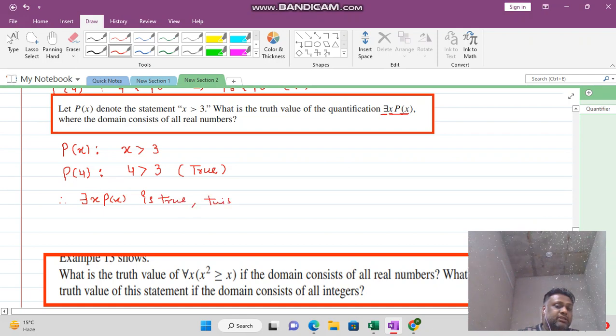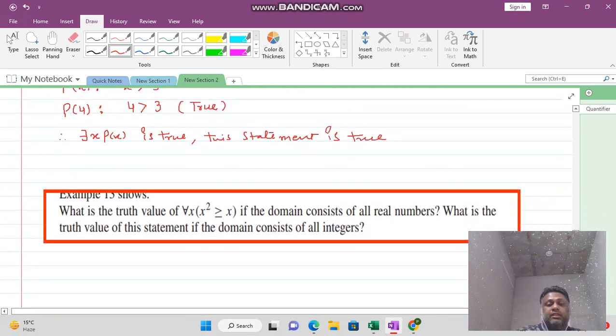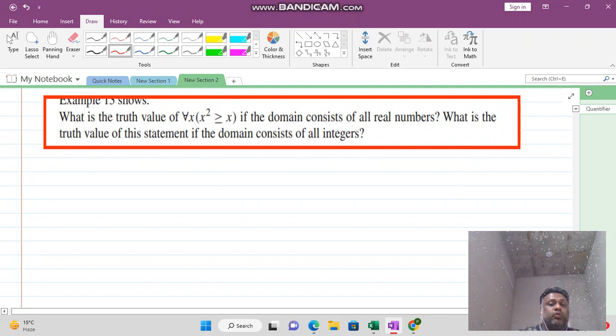So the truth value of this statement is true. Now the next question: what is the truth value that for all x this statement is true, where the domain consists of the set of real numbers, and P(x) is x square greater than or equal to x.